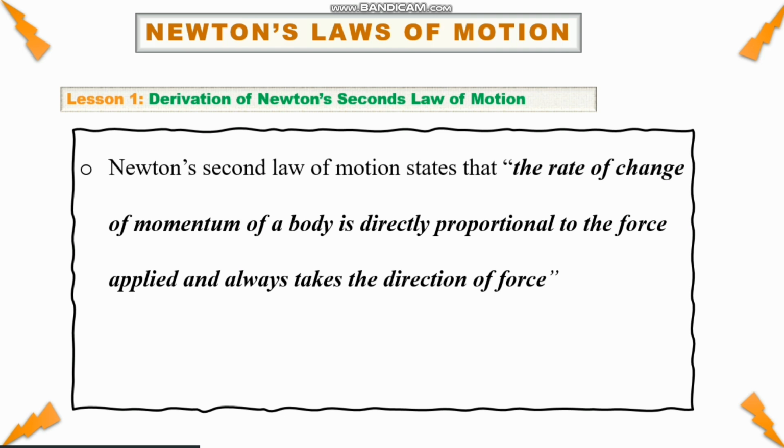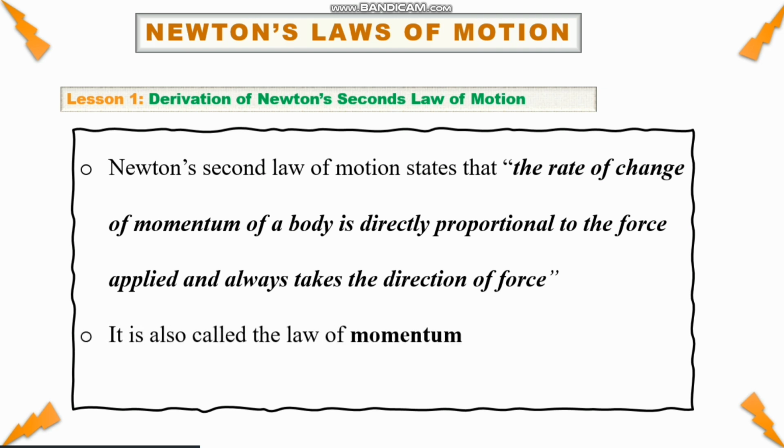So Newton's second law of motion states that the rate of change of momentum of a body is directly proportional to the force applied and always takes the direction of the force. From this definition we have the keywords that we're going to look at before we derive this formula: the rate of change of momentum and the force applied. So we are going to see how the rate of change of momentum relates to the force.